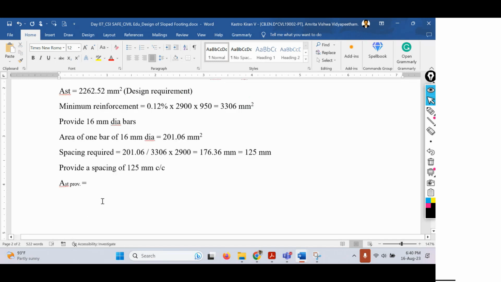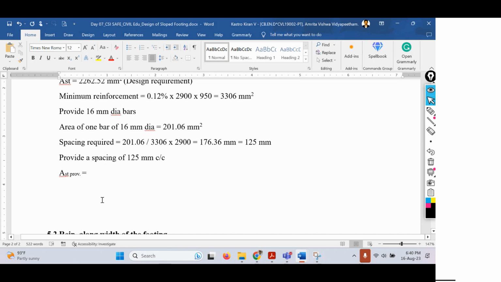Right. So AST provided equals area of one steel bar, that is 201.06, divided by spacing, that is 125, into width of the footing, that is 2900. So from this, we are going to get the area of steel that has to be provided along the width direction. Okay, along the, sorry, not width, length direction.